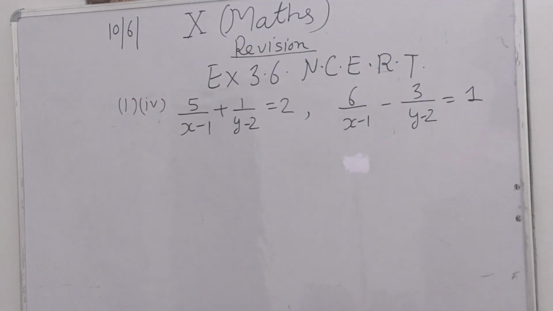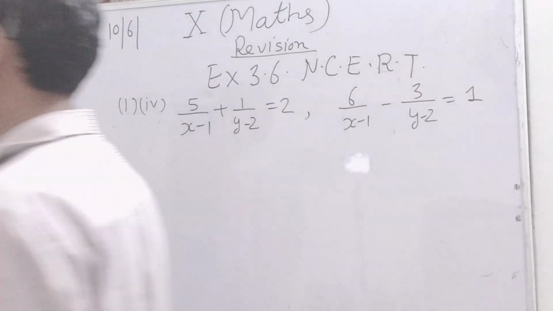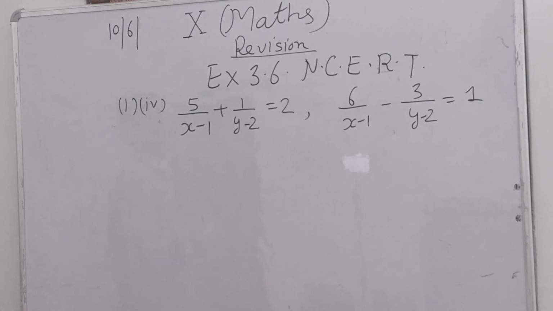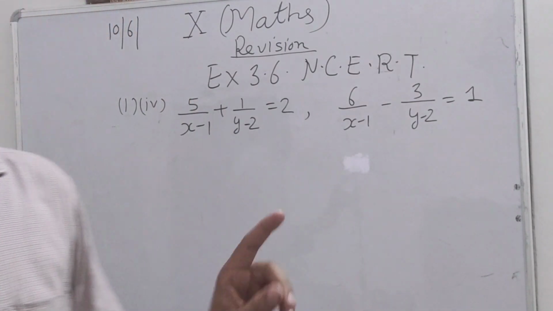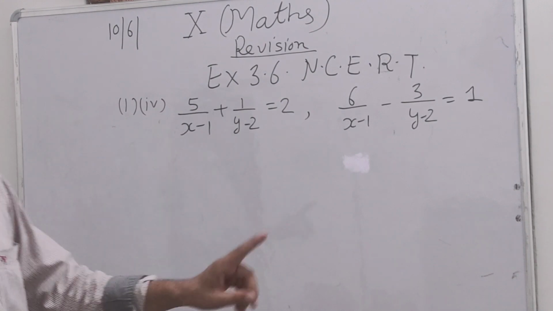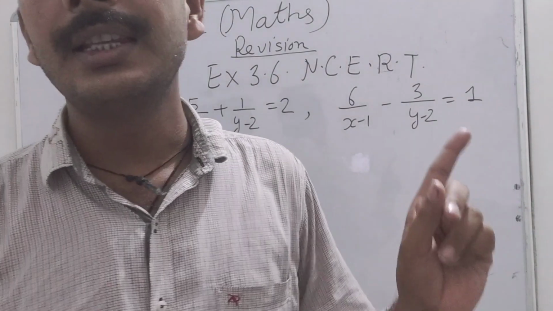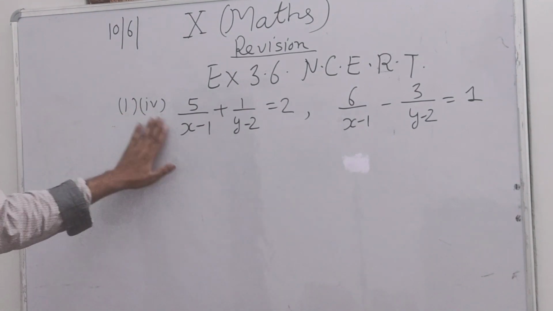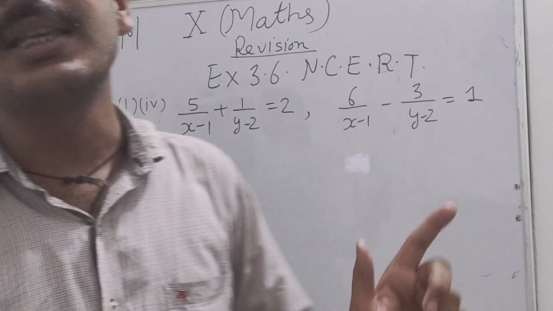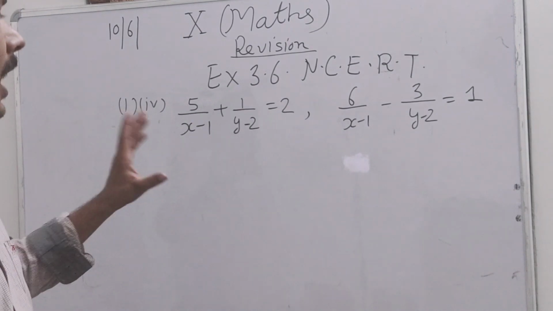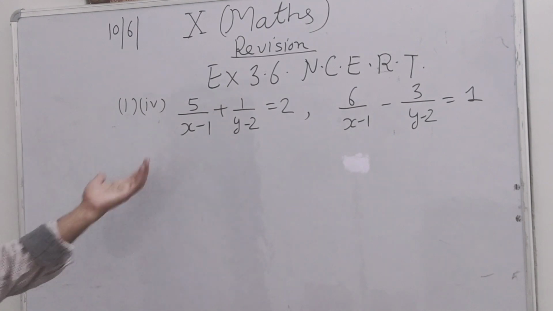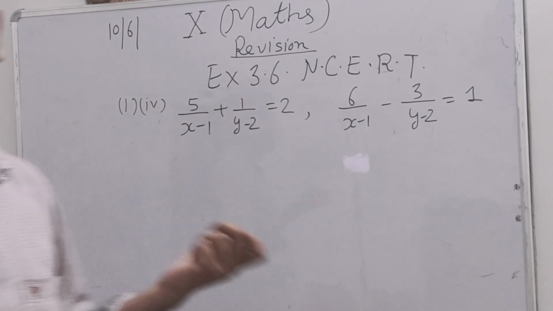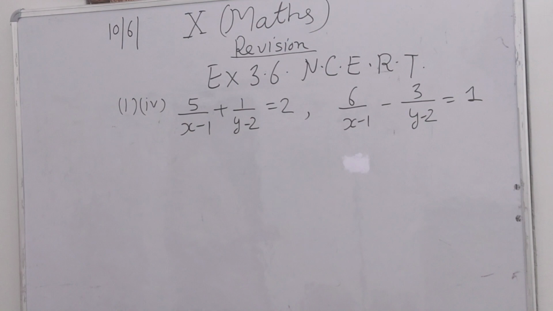As the topic is named equations reducible to linear equations, it means that this equation is not in the standard form of a linear equation, that is ax plus by plus c is equal to 0. You have to convert this equation into a linear equation. How will we convert it into a linear equation? By substitution. The method is by substitution.